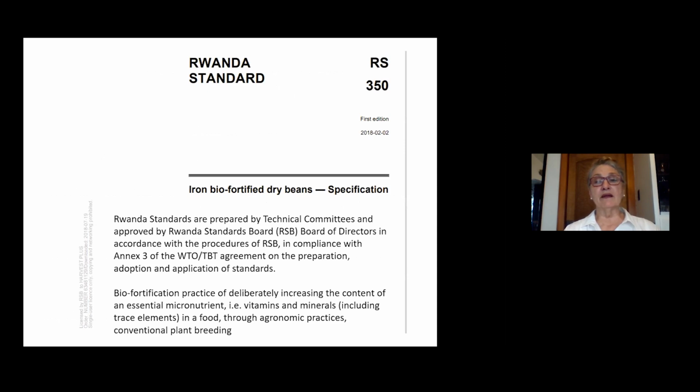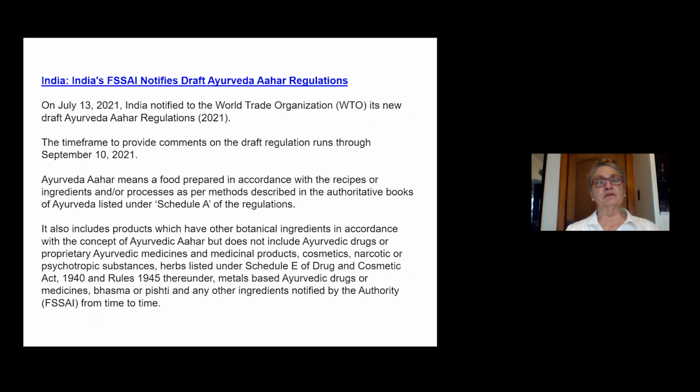Another one is Rwanda has worked on trade preparation for biofortified foods. This has to do with the micronutrients being added to food. And this is especially important this year as we're working with malnutrition. India has worked with the Ayurveda regulations. It's something important in their country. I've gone back and forth and gotten some certification in Ayurveda, and I practice a lot of it myself.